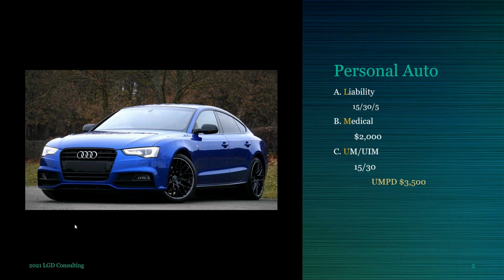The liability and medical have no deductibles. Okay, it pays from the first dollar of any claim. Just so you know. But medical, I mean, that's 2,000, and that's a per person limit.